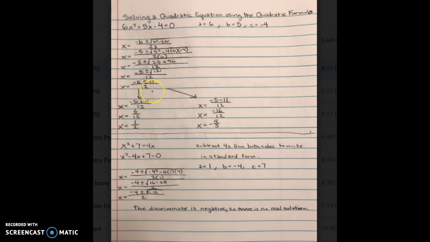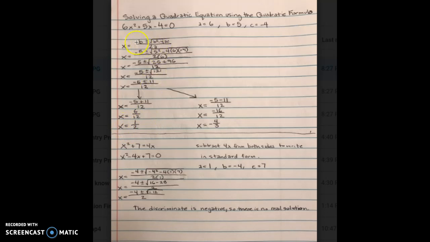And so now we have two options here. These are our two solutions. If 11 is positive, you have negative 5 plus 11 over 12. That is 6 over 12, and so x equals 1/2. If we have negative 11, you have negative 5 minus 11 over 12. That comes out to negative 16 over 12, which is negative 4/3. So x is equal to negative 4/3. So these are our two solutions.